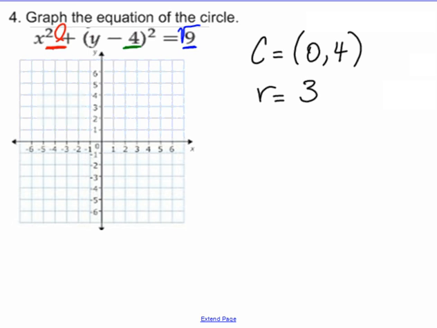So we're going to draw this circle now. We find the center, 0, and then 4 up. 1, 2, 3, 4. There's the center of my circle. Now I need to count the radius. 1, 2, 3 in each direction. And we're going to draw the circle, just like so. That's the circle for this particular equation.